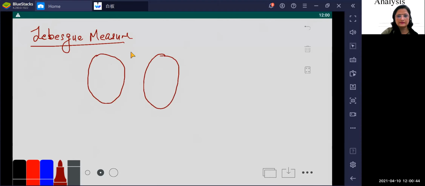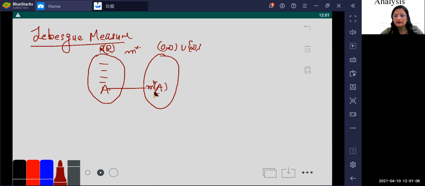Outer measure was a set function defined on the power set of R to the non-negative extended real numbers. So the points here denote sets. So if I have the set A in the power set of R, then how will the outer measure be written? This is M star A. So this is the definition of outer measure.